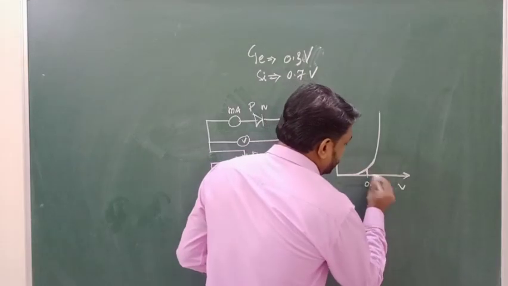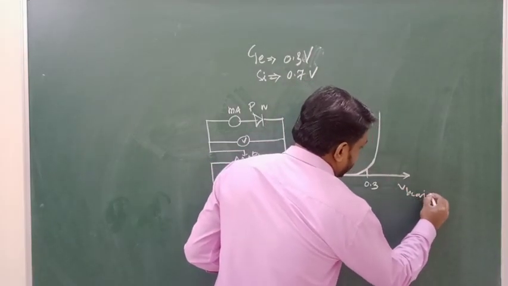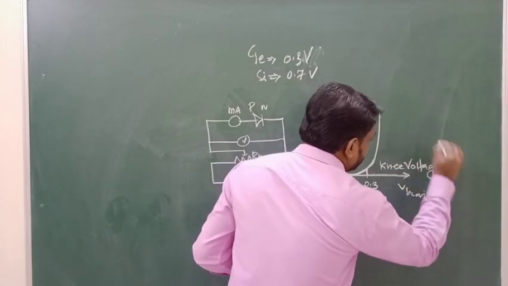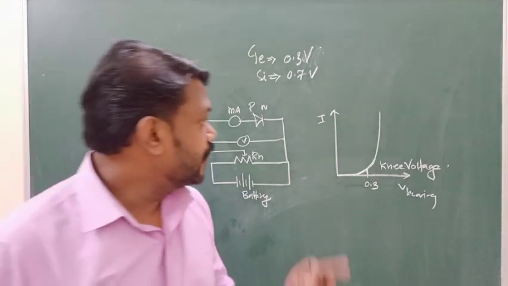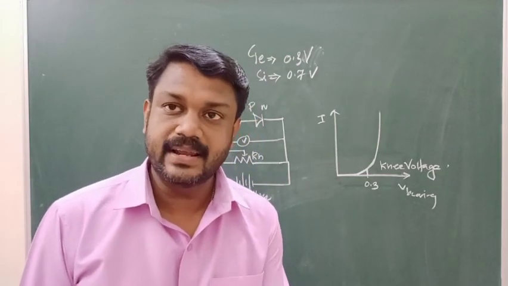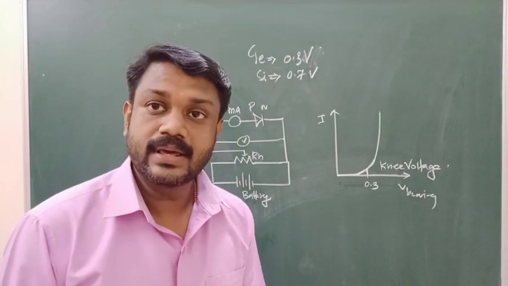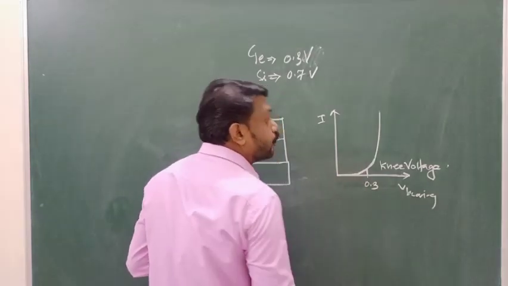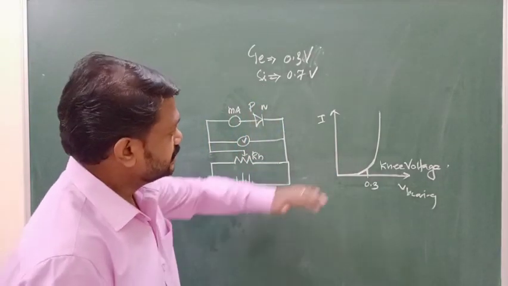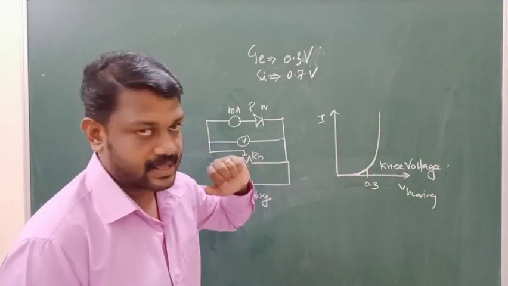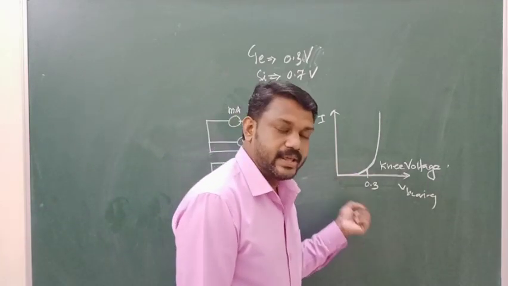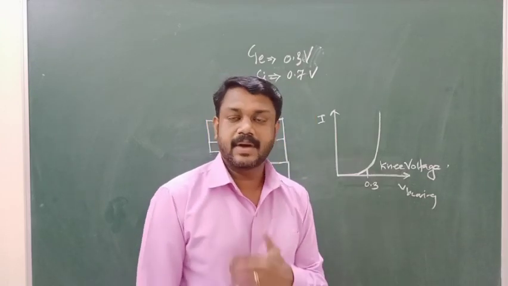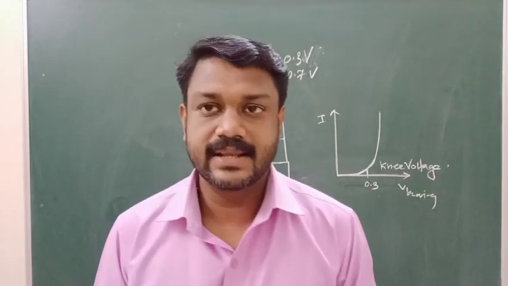This value of the biasing potential is known as the knee voltage. So what is knee voltage? Knee voltage is the value of biasing potential which is numerically equal to the barrier potential. This is the case when a junction is forward biased. When a junction is forward biased, the VI characteristic is like this. Whenever you slowly increase the biasing potential, in the initial stages there is no current. When the biasing potential equals the barrier potential, then current starts.